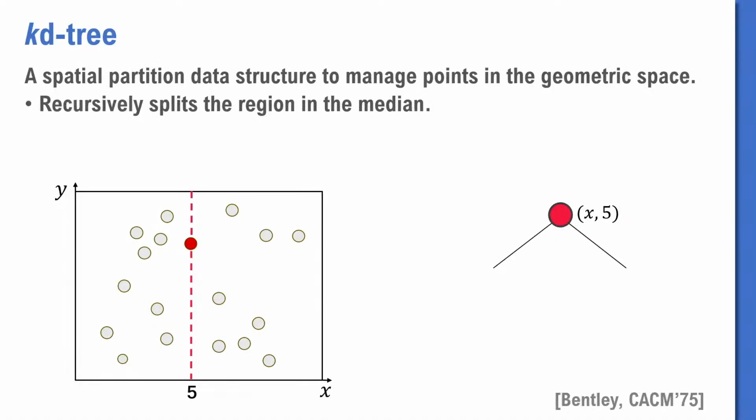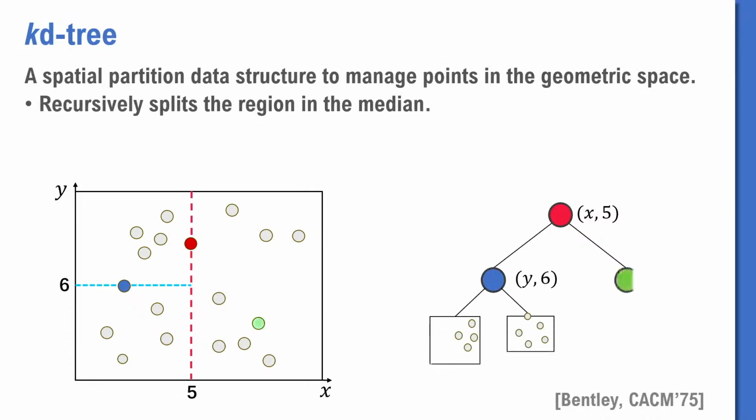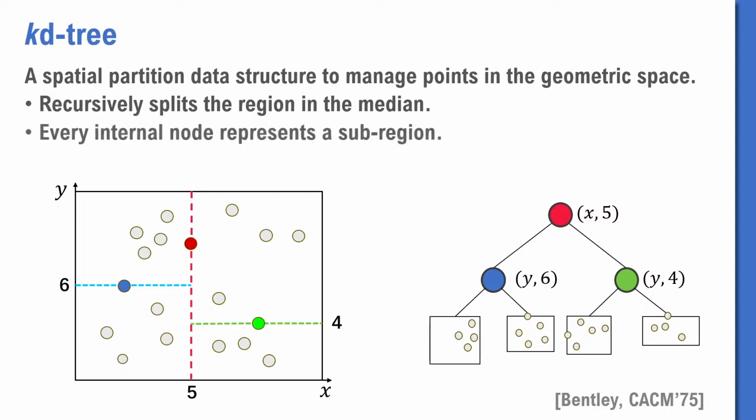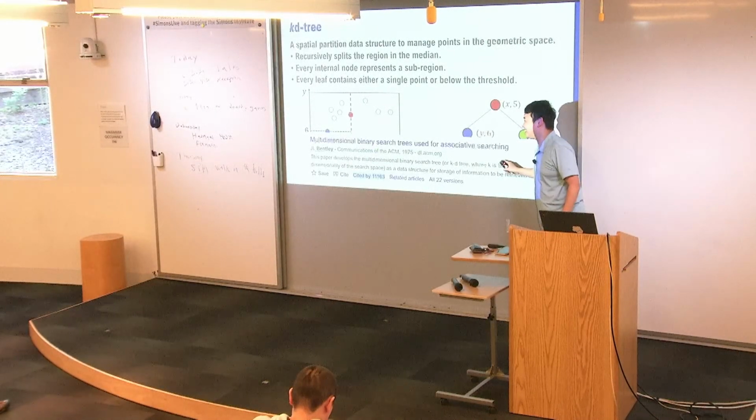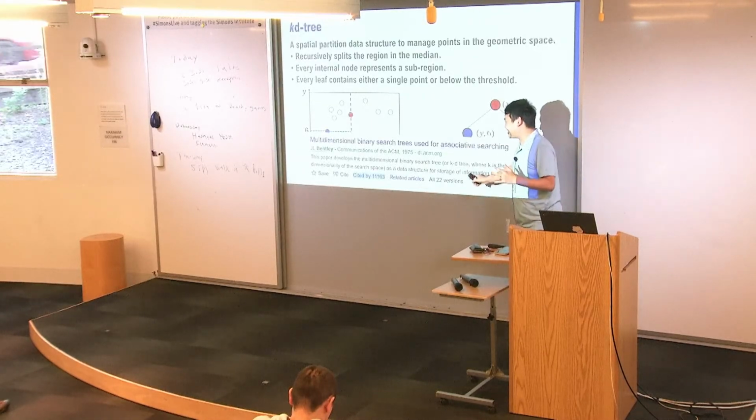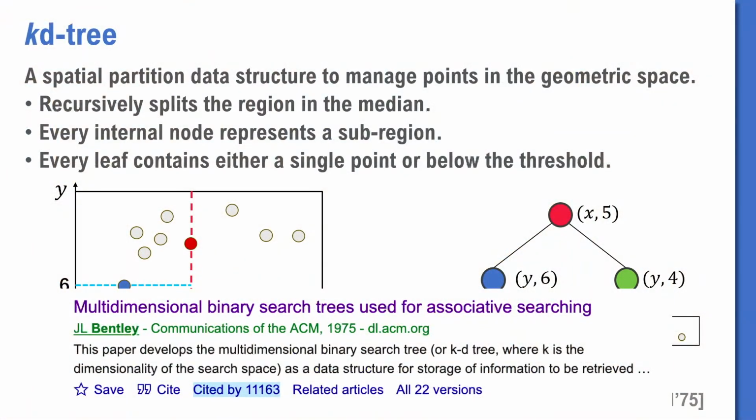And then for the left-hand side, I pick the median, but in the other direction, in the y dimension. And then I pick the median again on the right-hand side, and keep doing that. In a KD tree, every internal node represents a sub-region like that. And then you just keep recursively building that until you either have a leaf of size 1 or, more realistically, no more than 32 points, and you stop and keep it as a leaf. And KD tree is widely used. It's 50 years old, and it has 11,000 citations, more than most of us in this room. So this is a very successful data structure.